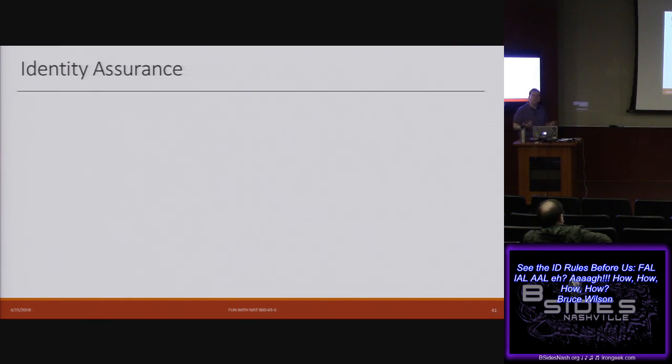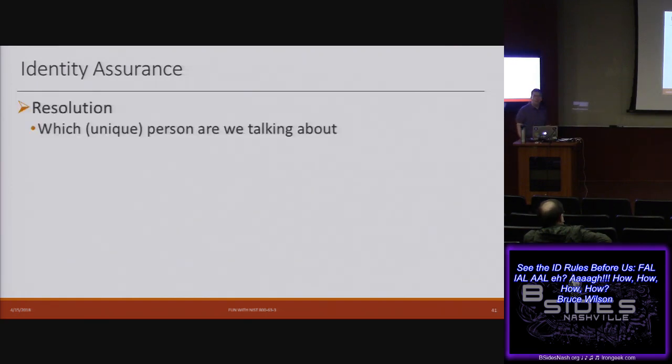So identity assurance in this world is composed of 3 components. The first of which is what they call resolution. I'm trying to identify which person we're talking about. Now, as it so happens, there is an individual who has the same first name as I do, the same last name as I do, the same middle initial as I do, and the same date of birth. Now, that gentleman is obviously not the same as me, because at the immediate moment that gentleman is in the Illinois State Penitentiary doing hard time for carjacking. So resolution is which Bruce Wilson are we talking about?